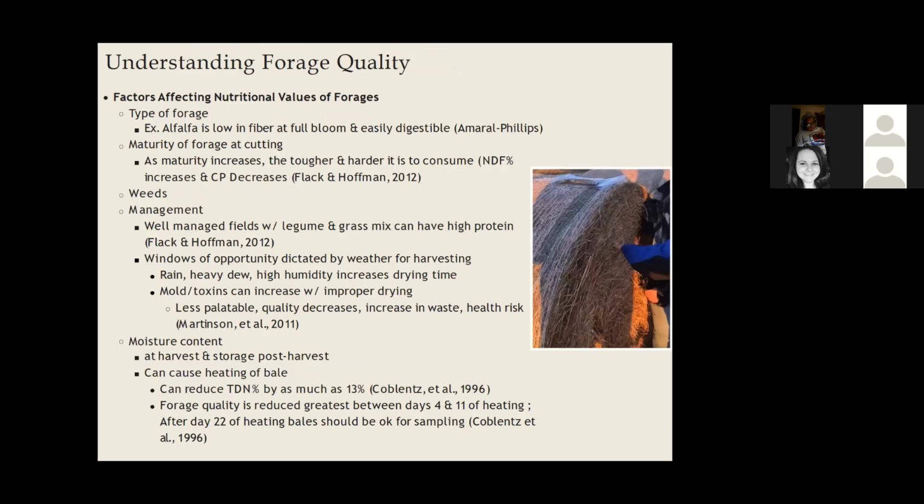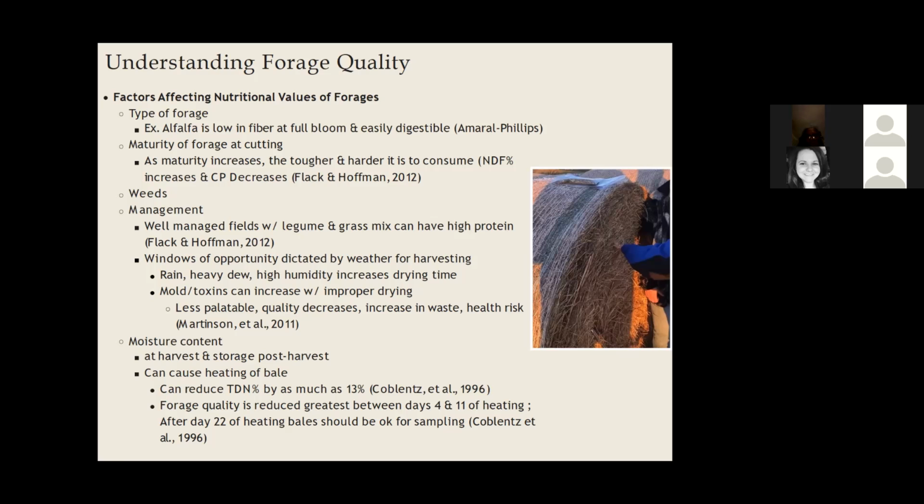Next. Factors affecting nutritional value of the forages. An example, alfalfa is low in fiber at full bloom and easily digestible. Its maturity at forage cutting. So as maturity increases, the tougher and harder it is to consume, and NDF increases and crude protein decreases. So when it comes to hay quality, time of harvest and the maturity of the plant dictates everything.